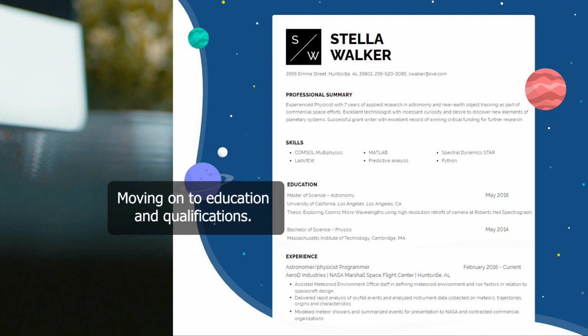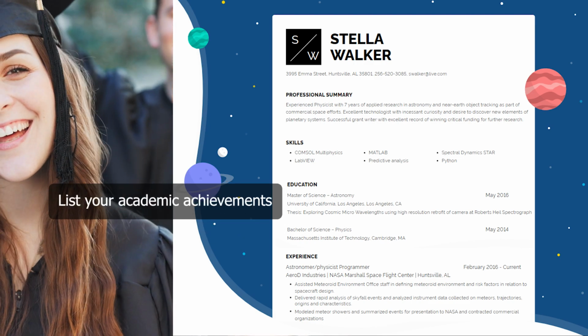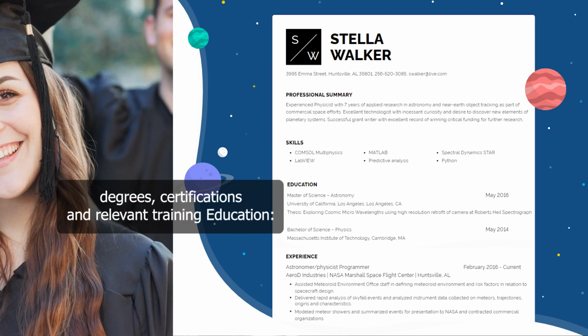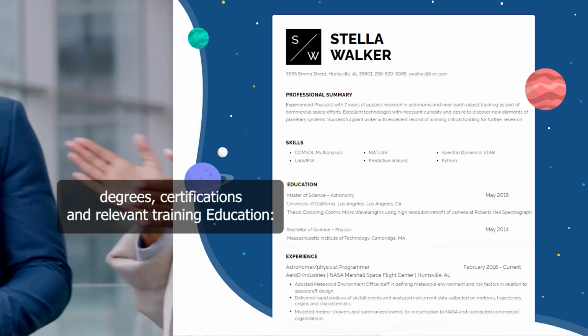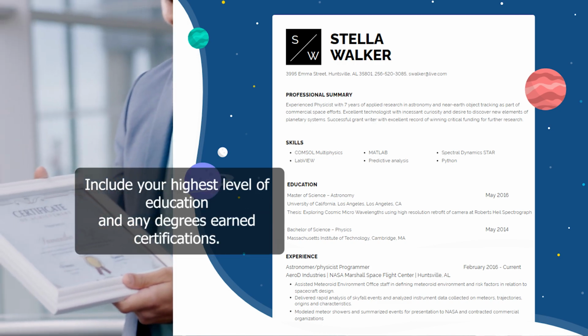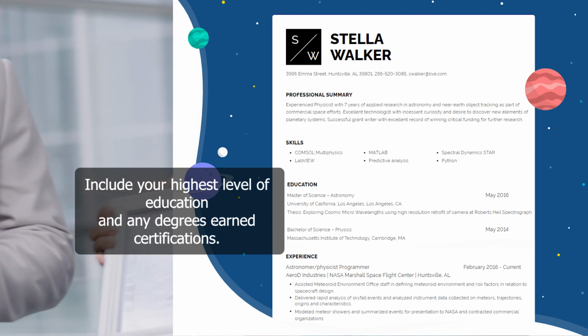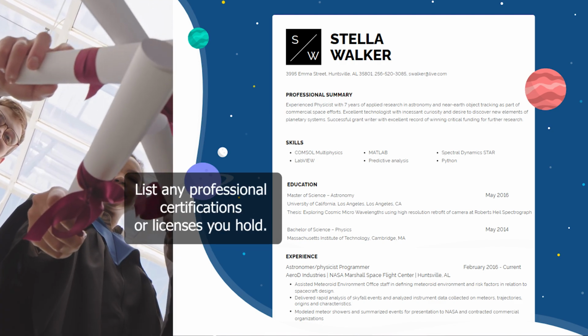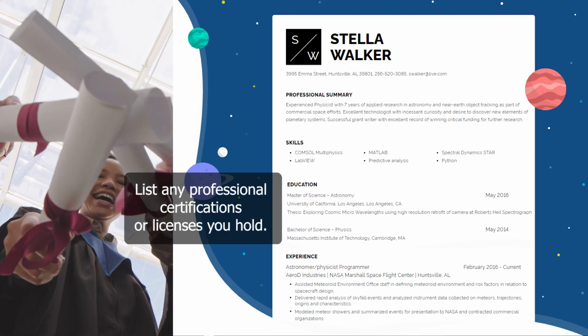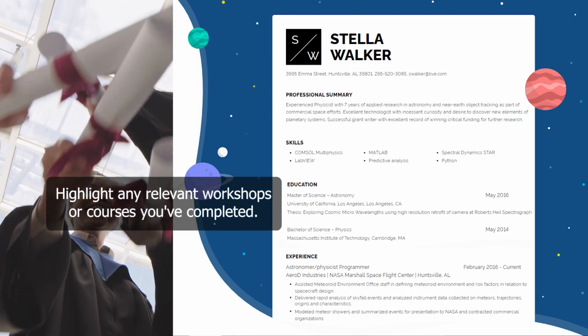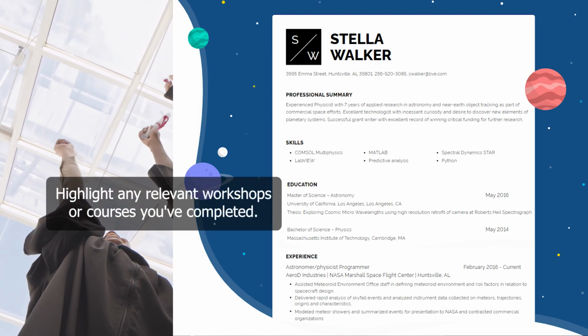Moving on to education and qualifications, list your academic achievements, degrees, certifications, and relevant training. Education: include your highest level of education and any degrees earned. Certifications: list any professional certifications or licenses you hold. Training: highlight any relevant workshops or courses you've completed.